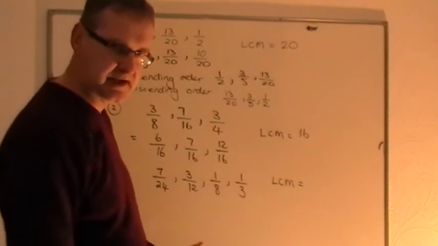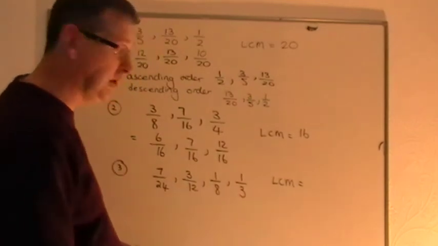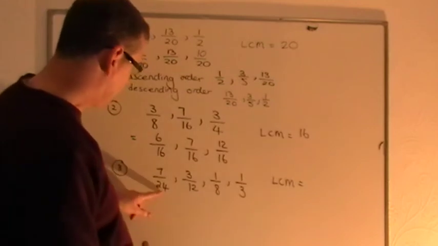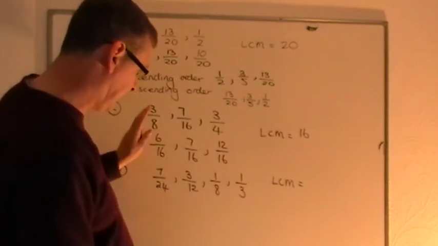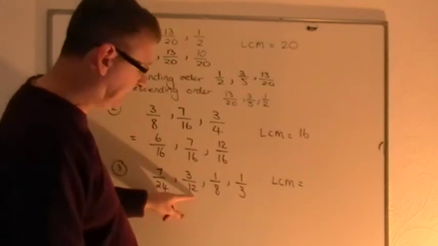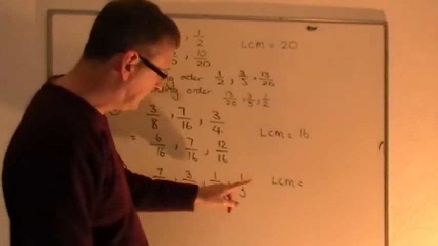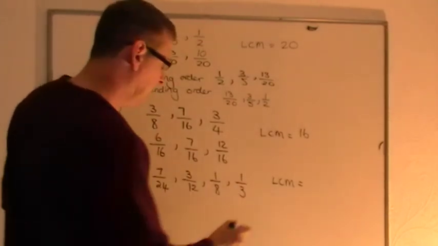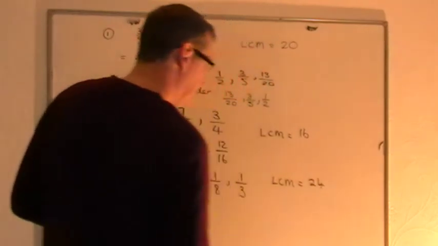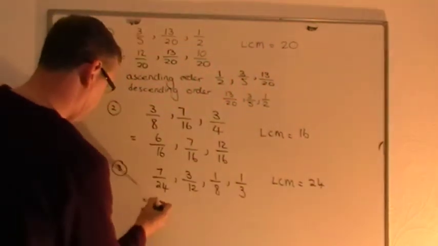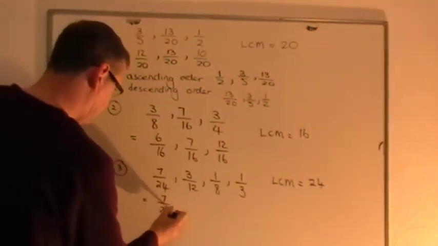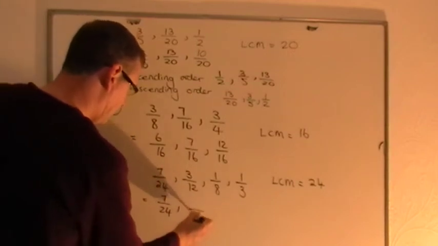If you know anything about your times tables, you'll know that 24 is the figure to use. 24, that's already 24, so that's fine. Double 12, you get 24. Treble 8, you get 24. Times 3 by 8, you get 24. So I would change them all to over 24. So leave the first one alone, and double the second one to get 24.